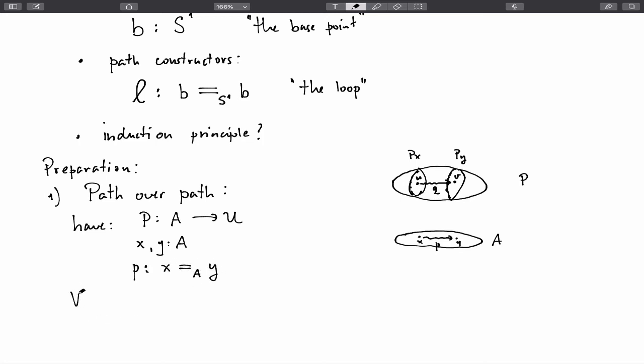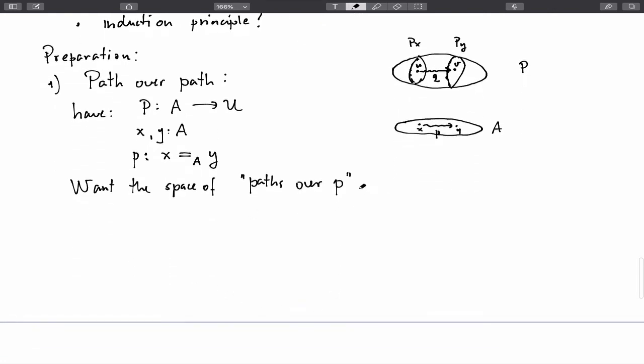and we want the space of paths over P. So what will this be? This will be something like this. Oh, we also have U in P of X, and we have V in P of Y. From U to V. That's what we really want.